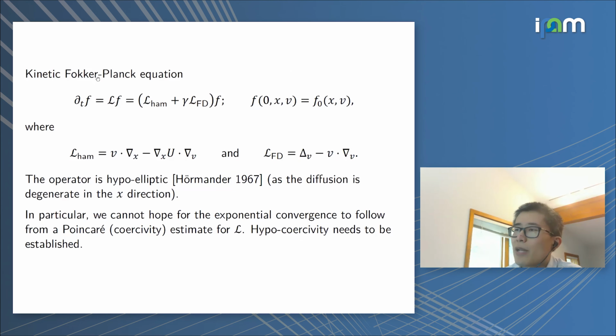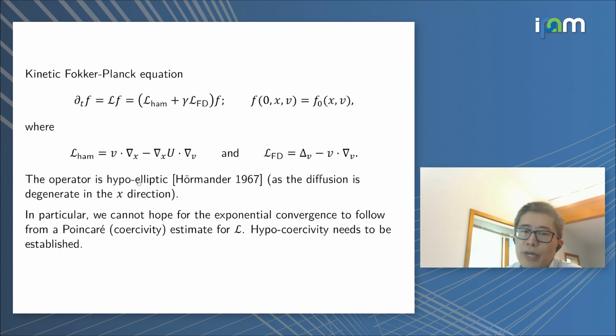This is well understood. If you go back to the kinetic Fokker-Planck equation and look at the generator, it has a second derivative in the V direction, but in the X direction it only has a first derivative. So this operator is actually not elliptic, and it's also known that it's not coercive. The operator is a so-called hypoelliptic operator, a concept that dates back to Lars Hörmander's fundamental works, because, as I said, the diffusion is degenerate in X.